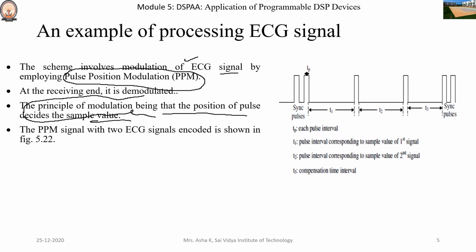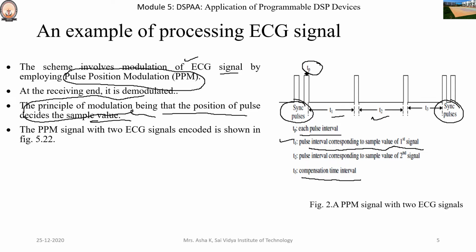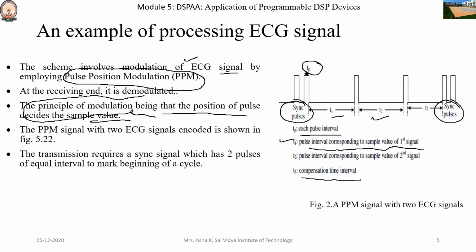Here we have two synchronous pulses at the beginning and one at the end, and each pulse interval is called TP. We also have the pulse intervals corresponding to the sample value of the first signal and the sample value of the second signal, and T3 is called the compensation time interval. This is the PPM signal with two ECG signals.